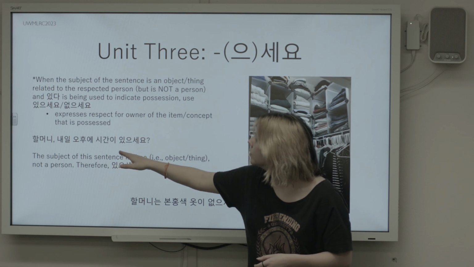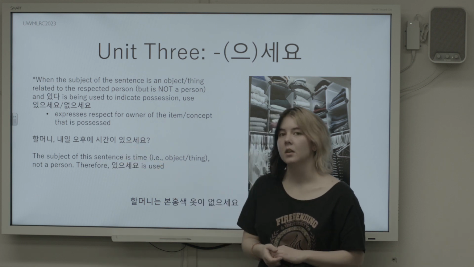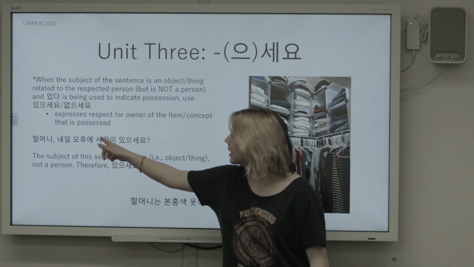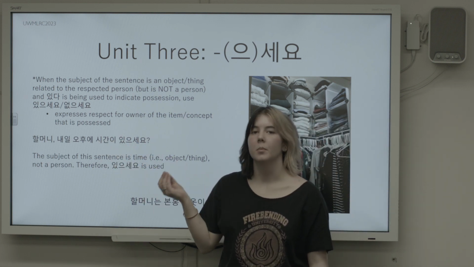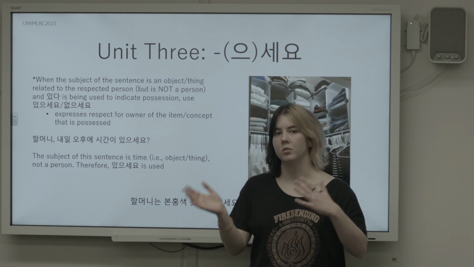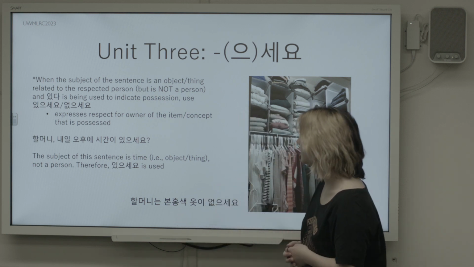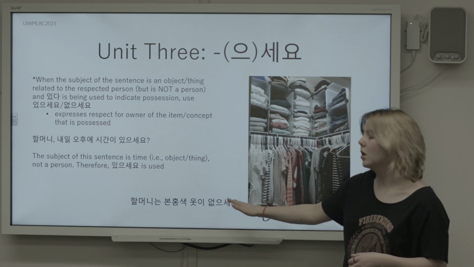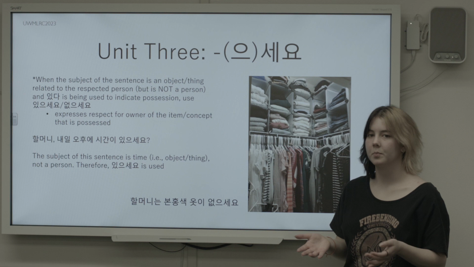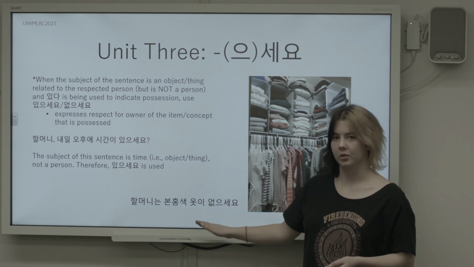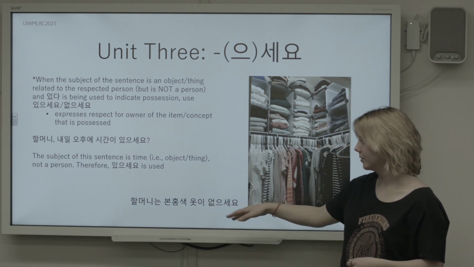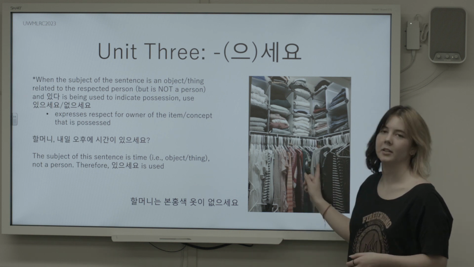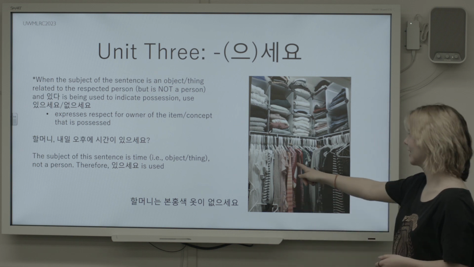So 할머니, 내일 오후에 시간이 있으세요? Grandmother, do you have time tomorrow? The subject is indicated by the subject marker, is time, but the person that possesses that time is your grandmother, who you want to show respect towards. 할머니는 분홍색 옷이 없으세요? 분홍색, pink. 옷 is clothes. Does not have. Grandma does not have any pink colored clothes. 거짓말. I see pink clothes in that closet.